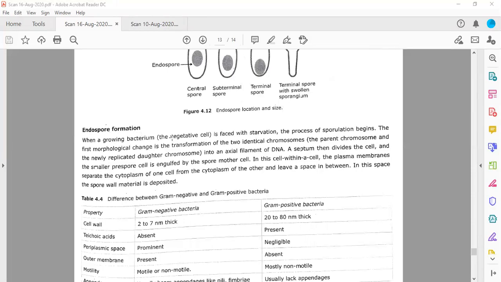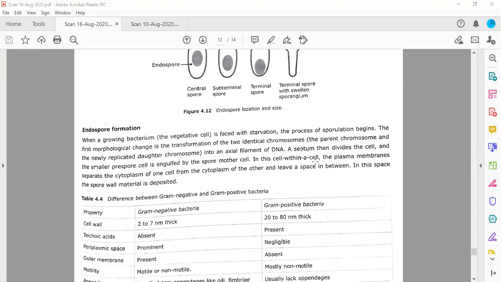Now, the formation of endospore we have discussed from the Prescott. There is a vegetative cell, and when it is facing starvation and nutrient deprivation, sporulation will begin. The first morphological change is the transformation of the two identical chromosomes, the parent chromosome and a newly replicated daughter chromosome, into an axial filament of DNA. A septum then divides the cell unequally, and the smaller prespore or forespore cell is engulfed by the spore mother cell. So the spore mother cell is large and the prespore cell is small in size.